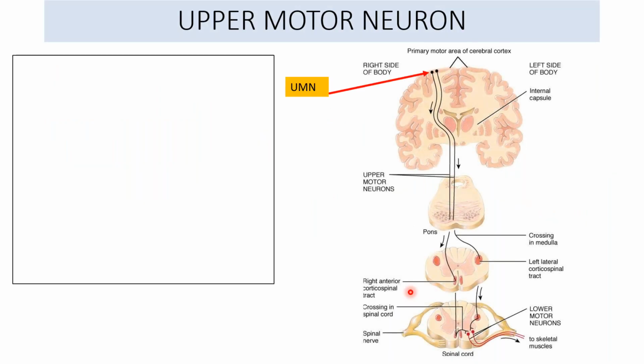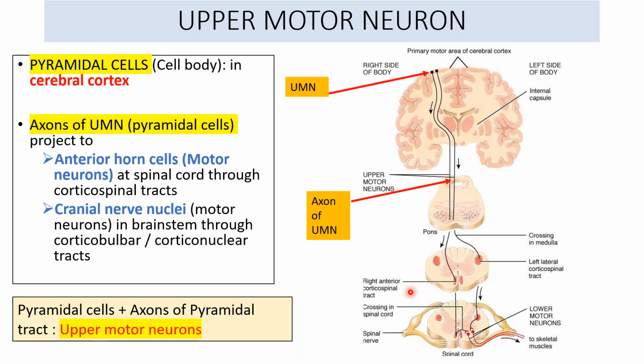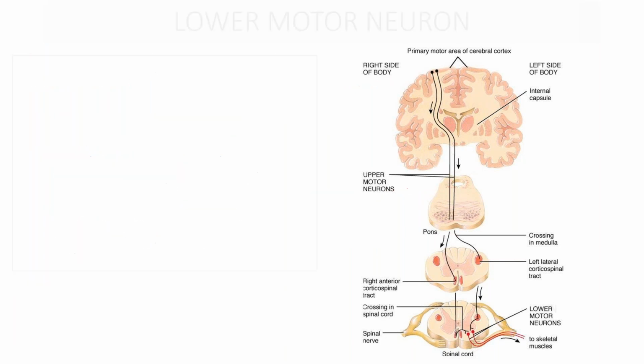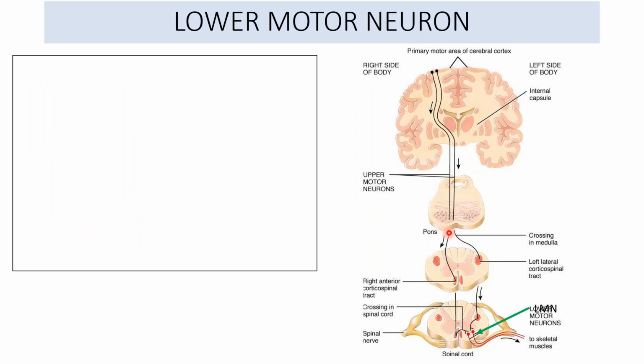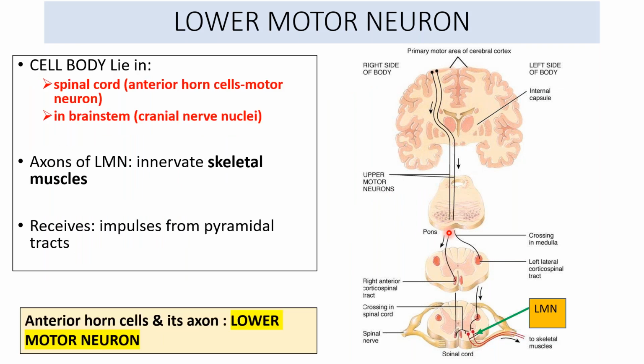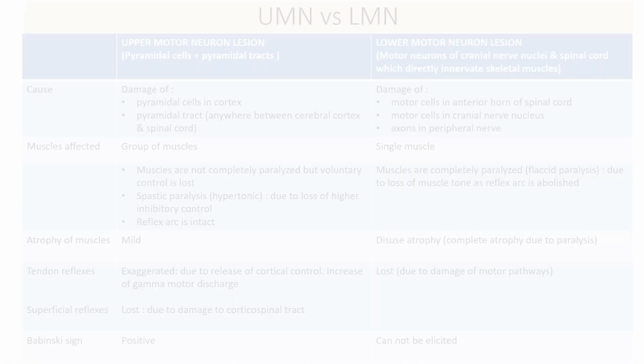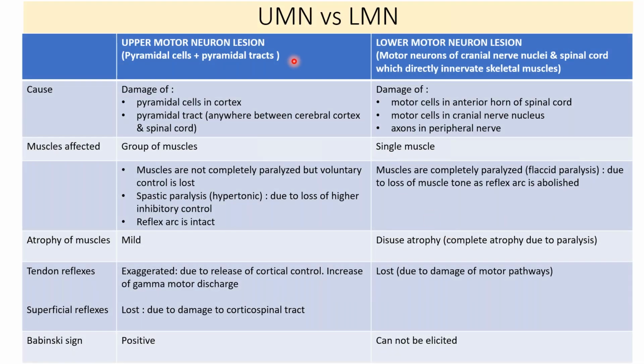So till now we have seen what the upper motor neuron was. The upper motor neuron was the pyramidal cells and the axons of the pyramidal cells, and we have seen its injury. The lower motor neuron was the anterior horn cell and its axon. That was the lower motor neuron. So you now know the concept of upper motor neuron and lower motor neuron. Now let's see the upper motor neuron lesion and lower motor neuron lesion.